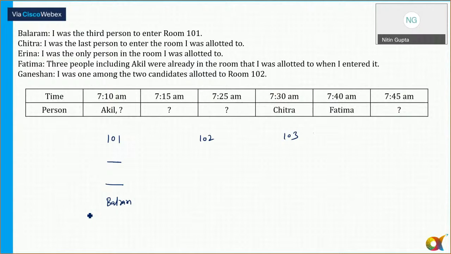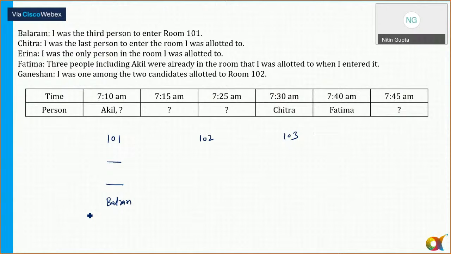Chitra says, I was the last person to enter the room I was allotted to. So Chitra is the last. So Chitra, whether in room number 101 or 102 or 103, will always come last here. So we'll see at what time Chitra will come here.